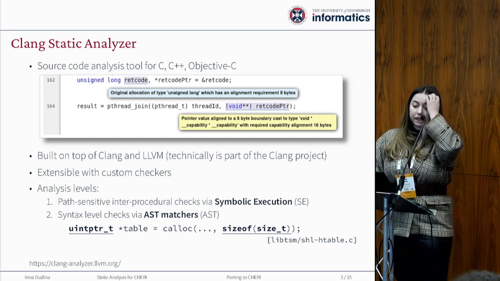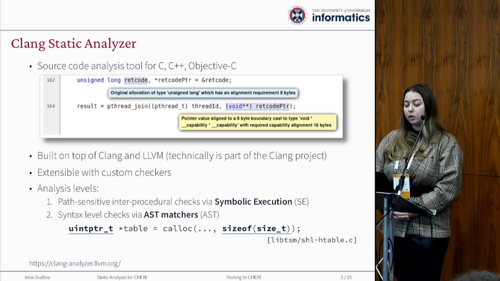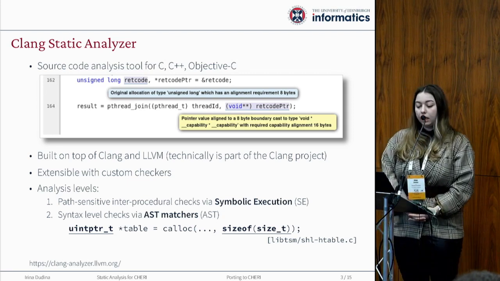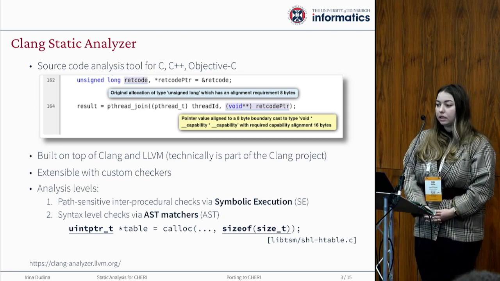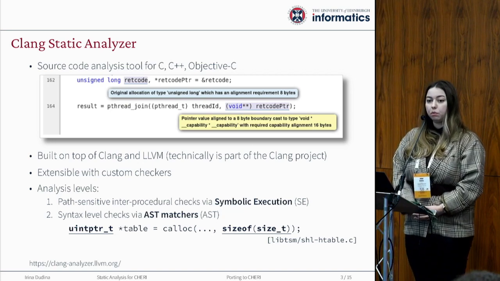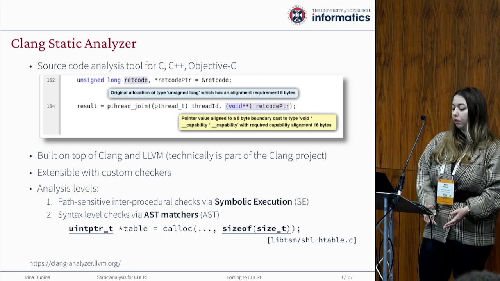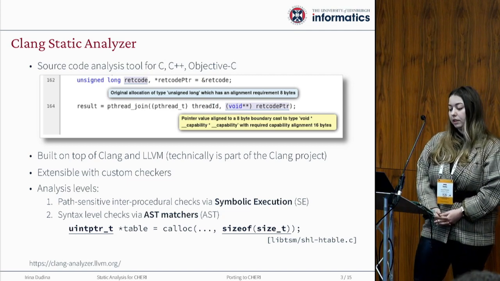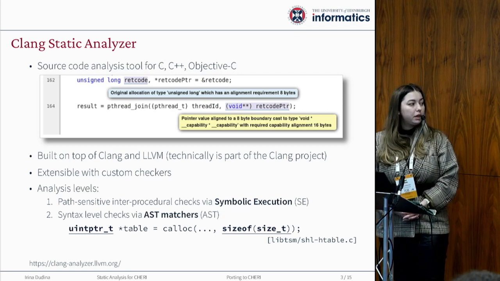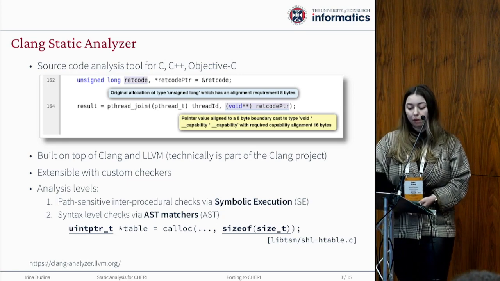So our work is based on the Clang Static Analyzer. It is a tool that is technically a part of the Clang project. It has two analysis levels. First of all, it has a symbolic execution engine that is used for path-sensitive analysis, and it's interprocedural within one translation unit. And it also has AST matchers to detect quite simple problems like this.